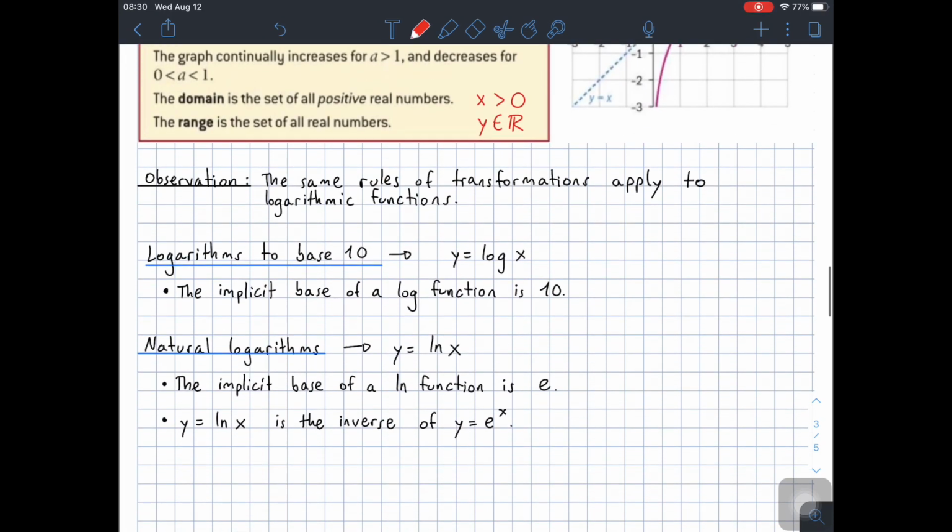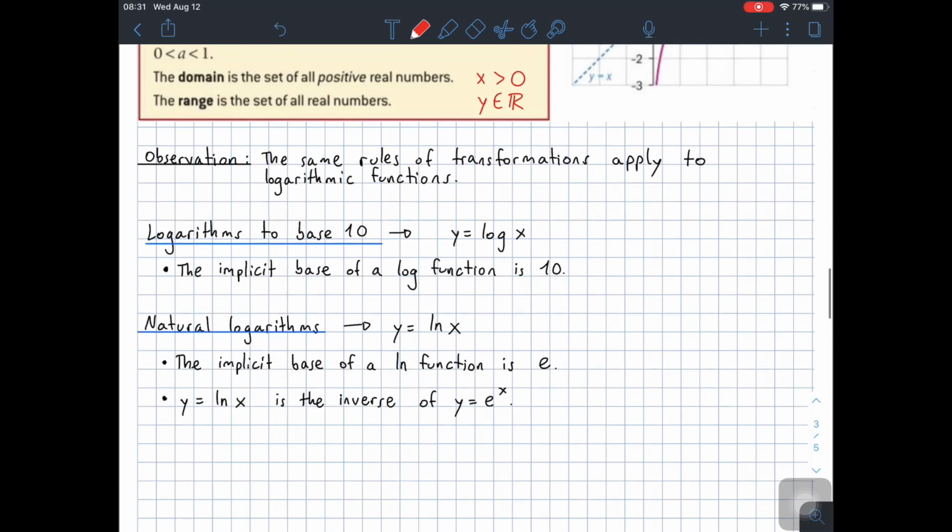Then it says, observation. The same rules of transformations apply to logarithmic functions. So all of the rules of transformation we have seen, translations, reflections, compressions, stretches, all of that applies in the same way for logarithmic functions.